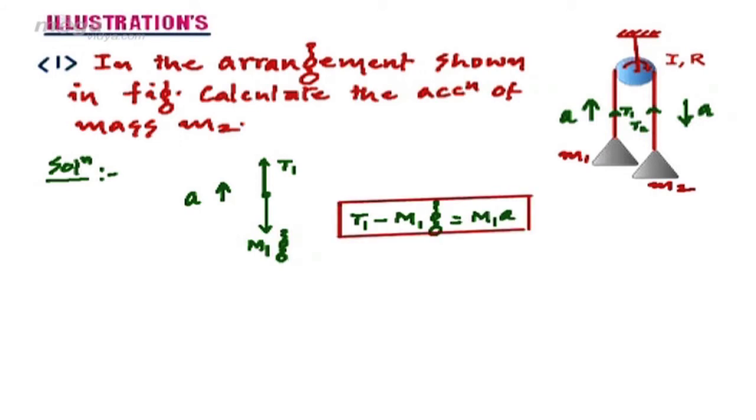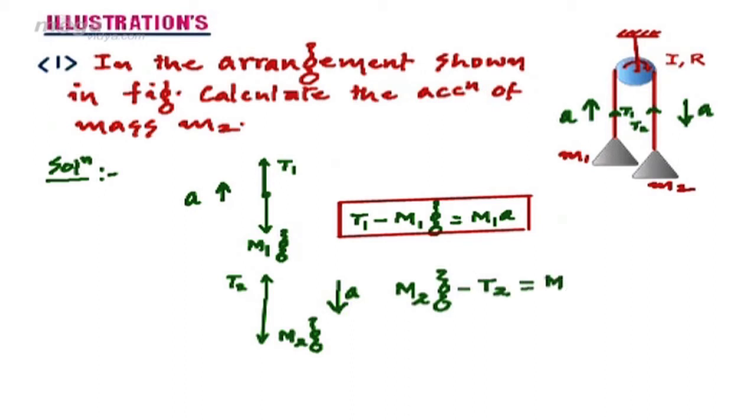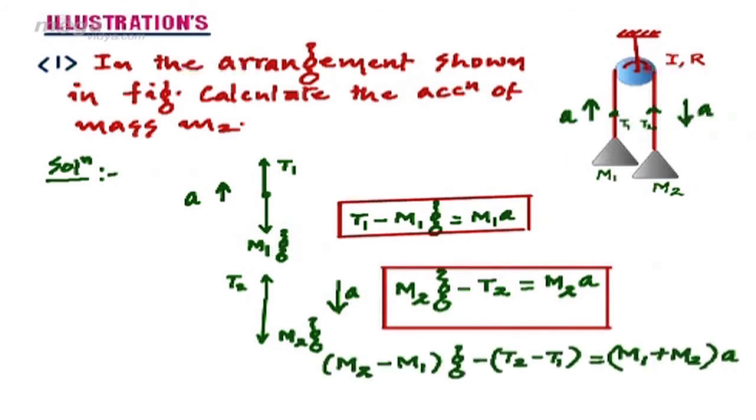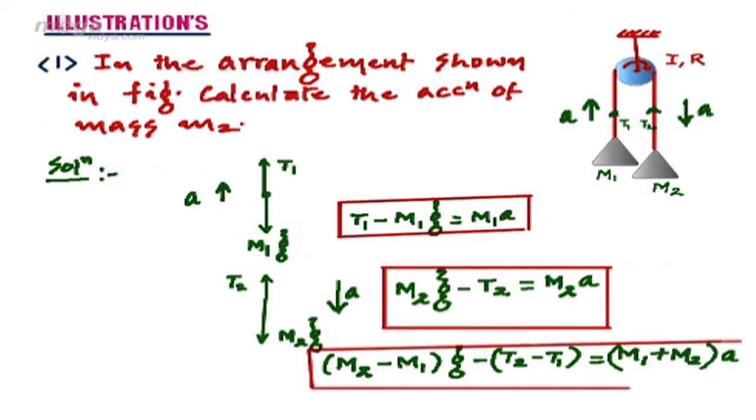Similarly, the FBD of m2 will give the result m2g is acting downward, tension T2 acting upward, and the acceleration is also downward. Thus the equation will be of the form m2g minus T2 will be equal to m2a. Combining both the equations, we get the equation of the form (m2 minus m1) g minus (T2 minus T1) will be equal to (m1 plus m2) into a. Let us consider it as equation first.